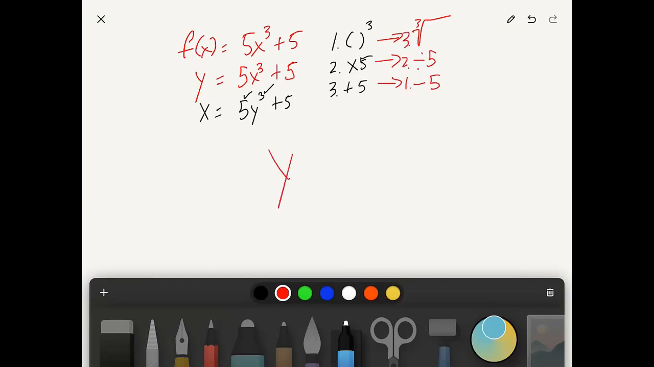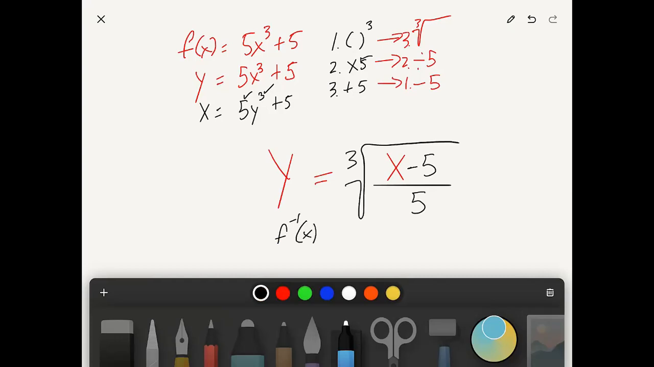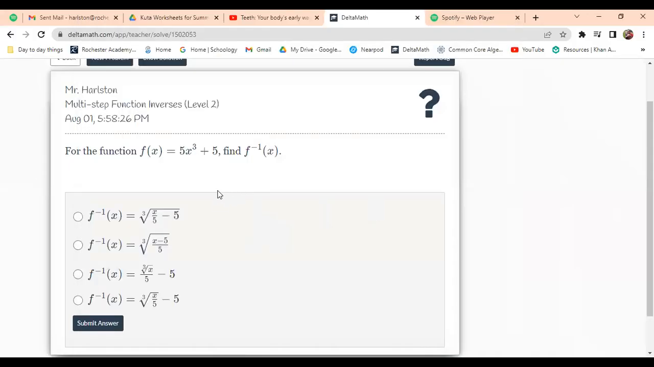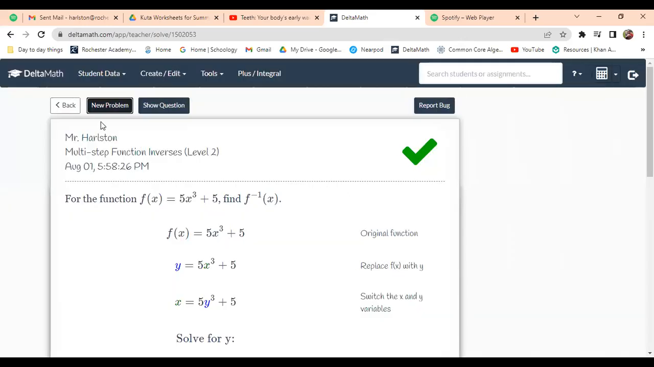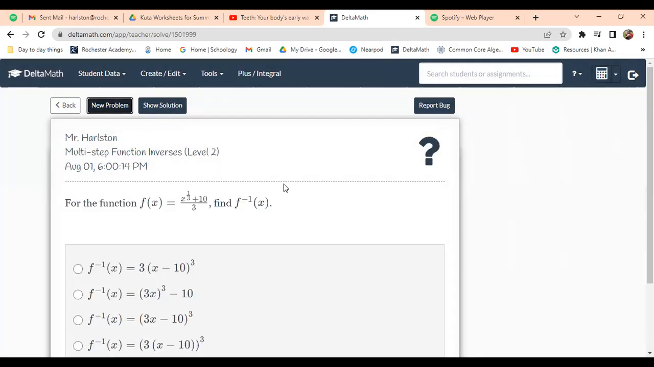And then we've got y equals x. And so we're going to subtract 5, and then we're going to divide by 5, and then we're going to take the cube root. And that is the inverse function. So if I look at the choices, it would be the second one. I would choose the second one and submit it, and it says wonderful, way to go. Let's do another one. Let's get a new problem. All right, so we've got f of x.